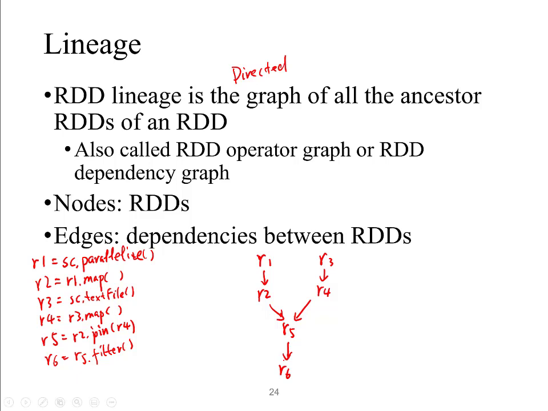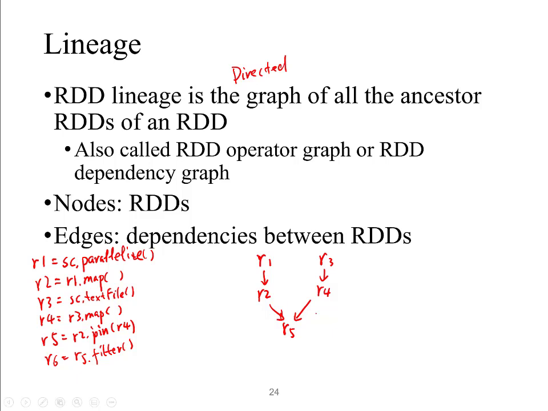So if we want to have the RDD lineage for R5, let's say, then we don't need R6 here. So R5 is sort of the endpoint of the graph, right? And we need to have all the ancestors of R5 within the graph, as well as the relationships here.